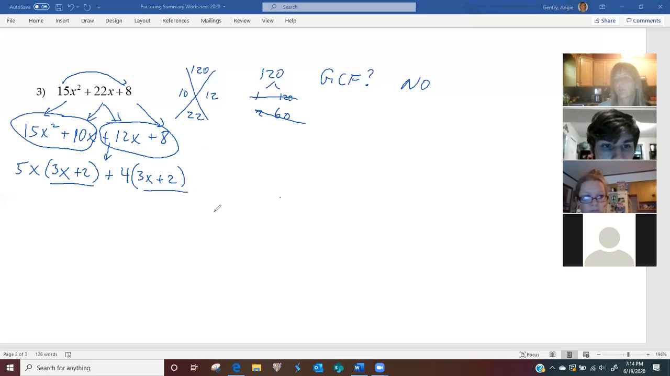So I wrote down the steps last time. I'm not going to do it again this time. But you pull the GCF. So then you pull the greatest common binomial factor forward.